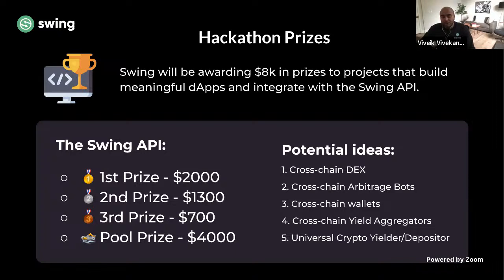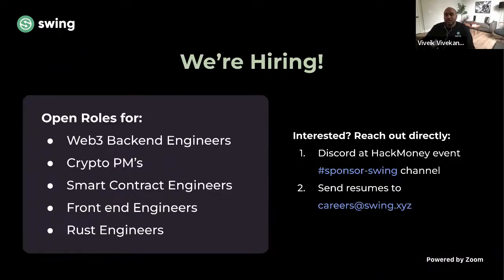We are giving away 2 types of prizes: the name prizes and also the pool prizes. The name prizes: first place we're giving away $2,000, $1,300 for the second prize, and $700 for the third prize. A pool prize of $4,000 will also be given to projects that build meaningful dApps and integrations with our Swing API. And we'll be exploring more into how the API works and giving you some ideas in terms of how to get started with that process.